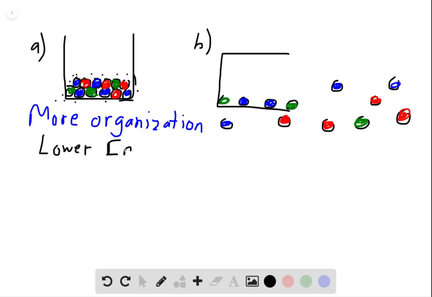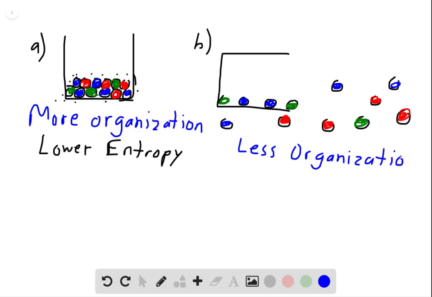So if you have less disorder, you have a lower entropy. On the contrary, in B here, you have less organization. There's really no arrangement to their structure here. They're kind of all over the place. They're not arranged by color. And so they're more disordered. They're not even all in the jar. The jar is knocked over. They're on the floor. They're on the table.